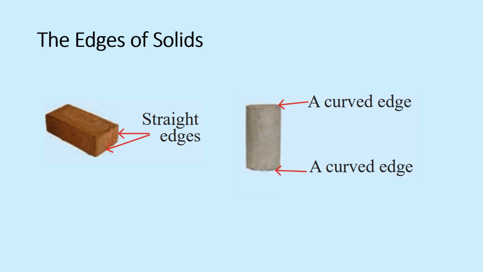In this cylindrical shape concrete slab we can see a curved edge. Here the plane surface and the curved surface meet. At that point we can see a curved edge.